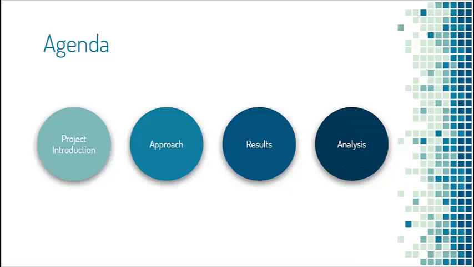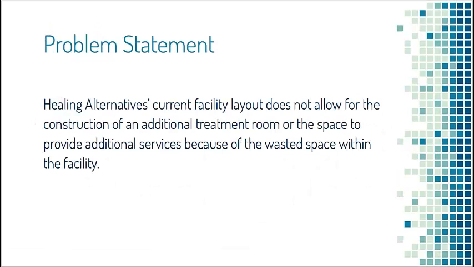Today we will reintroduce our project information and review the information given in our first Senior Project video, describe the overall approach we took for our project, explain the results, and finally explain the analysis behind our final recommendation for our client. The challenge we have been facing the past 2 quarters is that Healing Alternatives' current facility layout does not allow for the construction of an additional treatment room or the space to provide additional services because of the wasted space within the facility, which we will show you later on in the video. An example of an additional service would be adding a yoga room. We also need to take into account reducing the noise between the rooms for patient privacy.